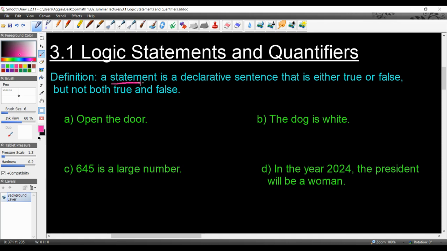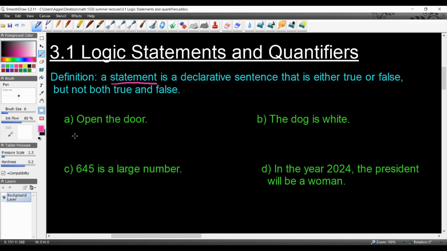So a statement is a declarative sentence that is either true or false, but not both. In other words, it's one or the other, but it can't be both. How can something be true and false at the same time? Okay, so we're going to go ahead and look at these four examples and tell whether or not these are statements, just to kind of give you an idea of what a statement is.